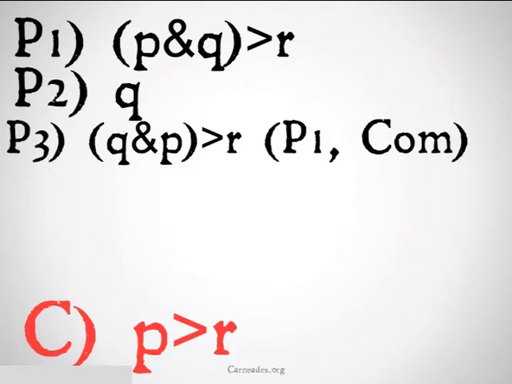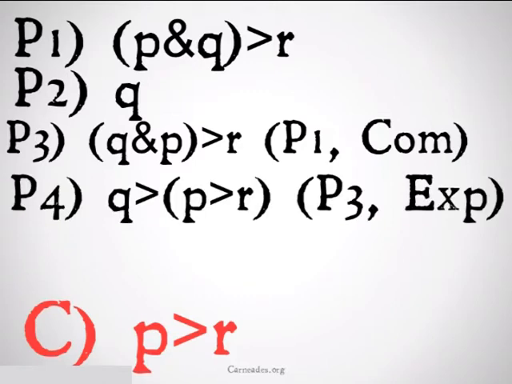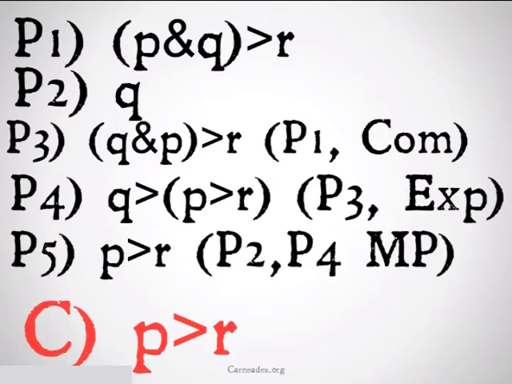Q and P implies R. Then, we will set up our exportation. Q implies, P implies R from premise three, exportation. And then, premise 2, premise 4, modus ponens will give us P implies R, which is our conclusion. Not too bad. Basically, it's a good sampling of if you can use exportation correctly, and if you can understand in what cases it should be used.